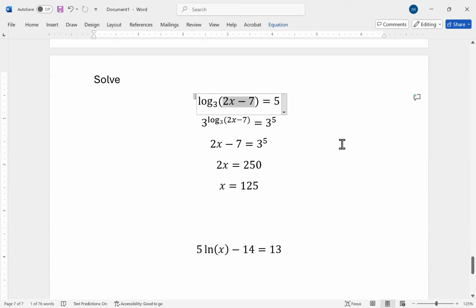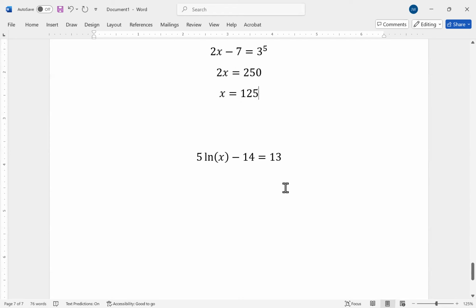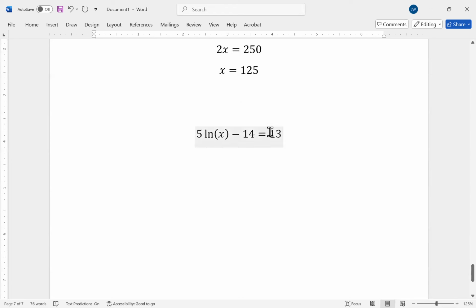And that's easily calculated either by a change of base rule, or if your calculator can do a log base 3, calculate that, you will indeed get a 5. So in this case, no problems with plugging it in. We saw that x is equal to 125.